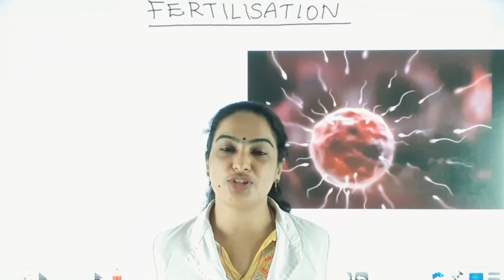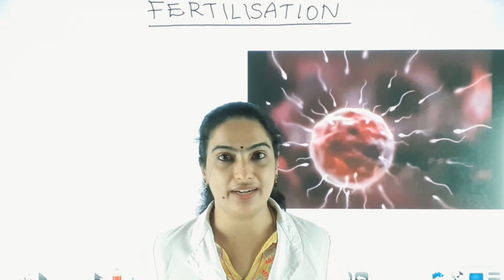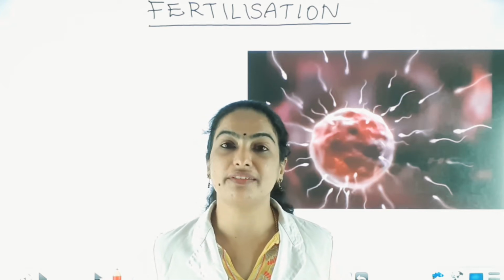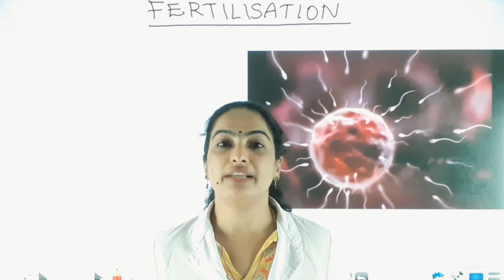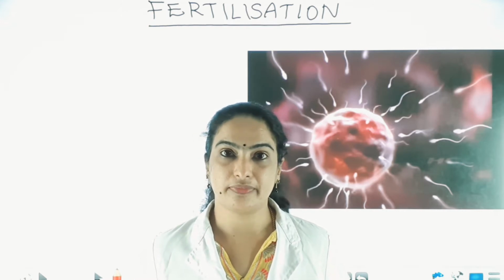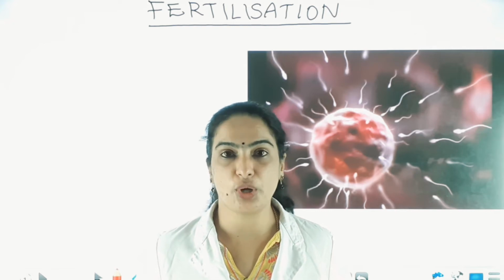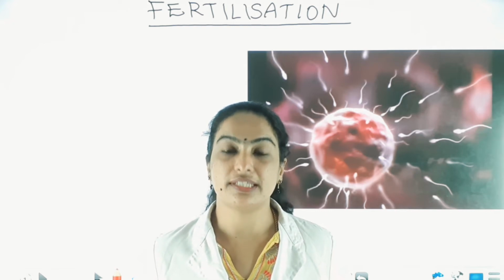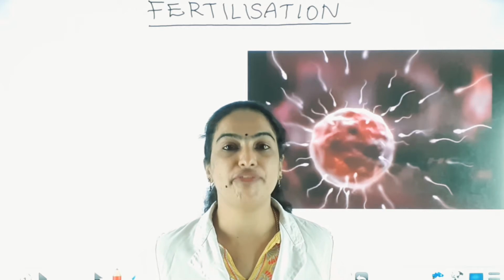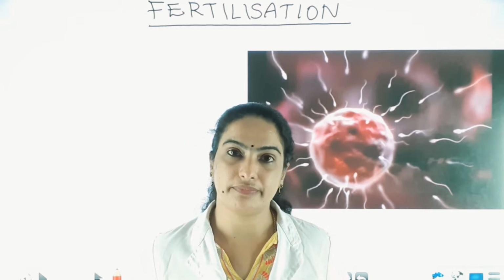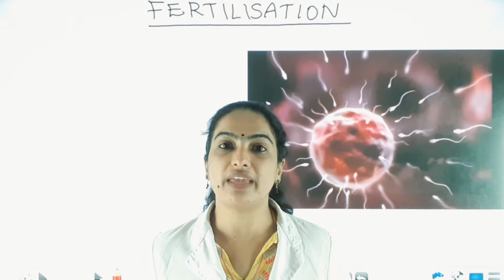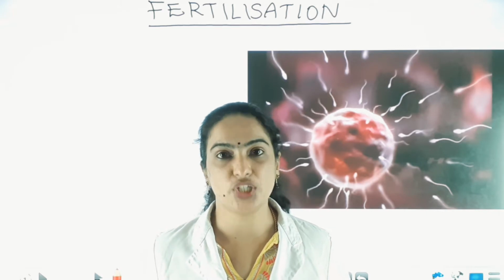Now I am going to teach you fertilization and implantation. As you know, these are the two important phases in human reproduction. Here, fertilization is the process of fusion of the male gamete, such as sperm, with the female gamete, such as ovum. And the fusion of the two gametes takes place in the fallopian tube.